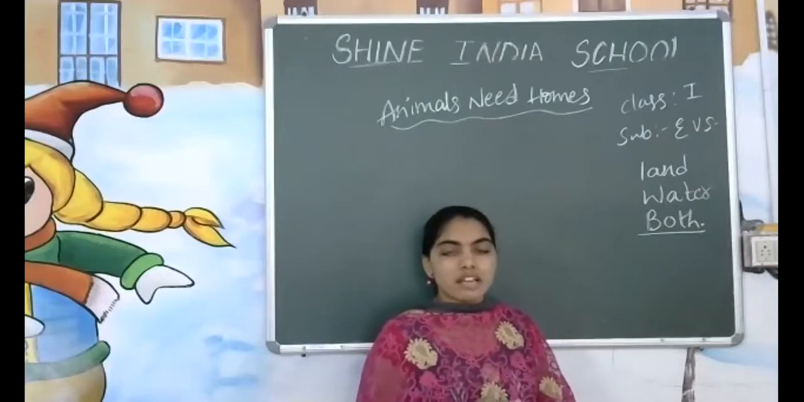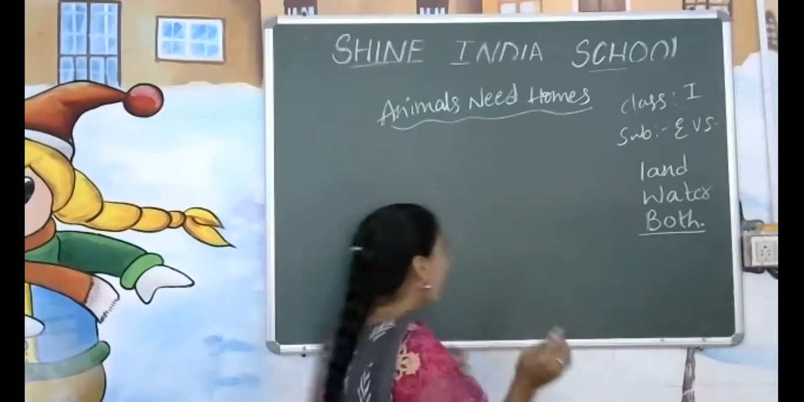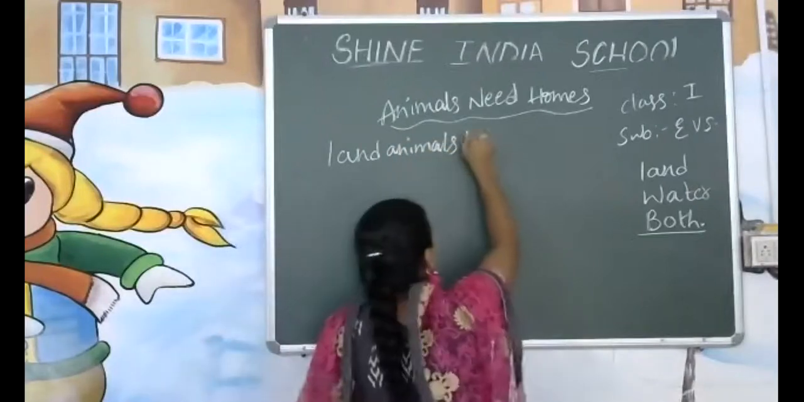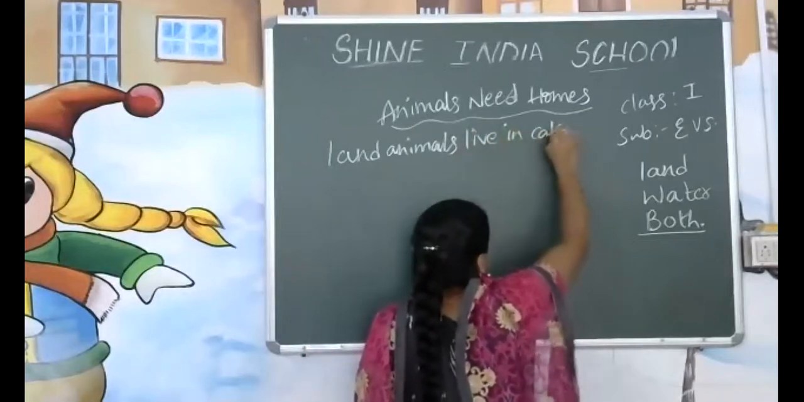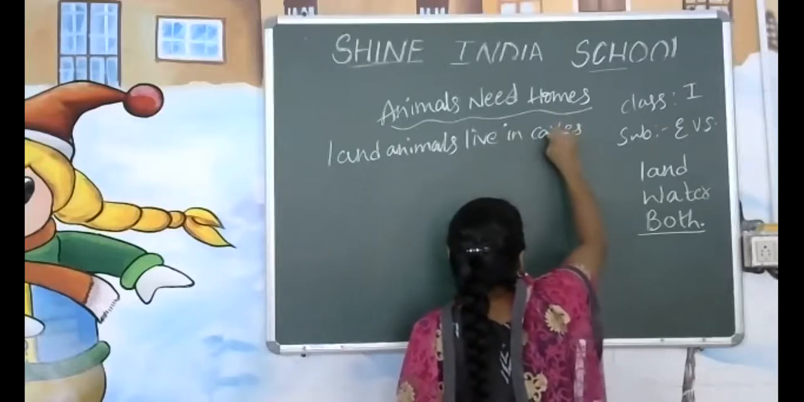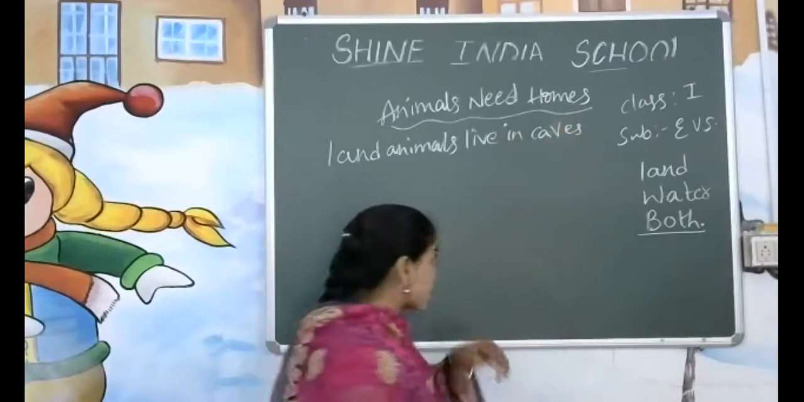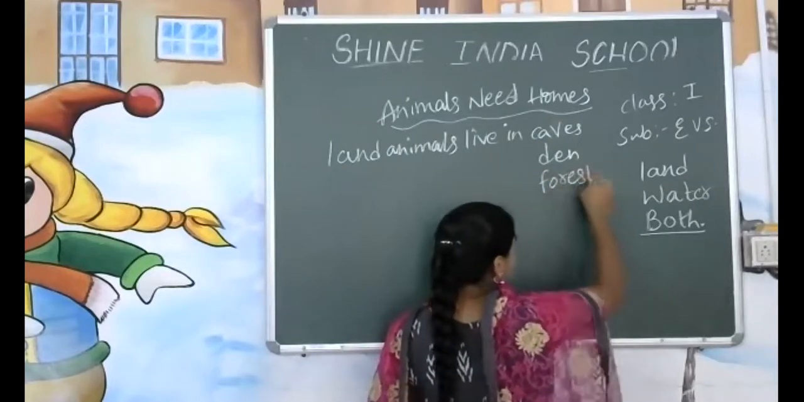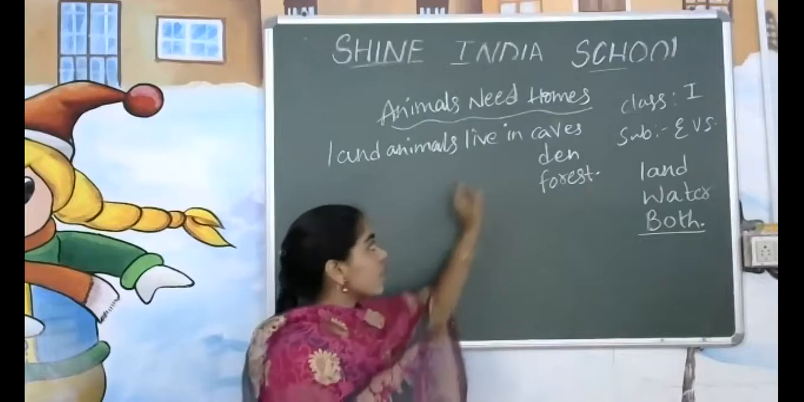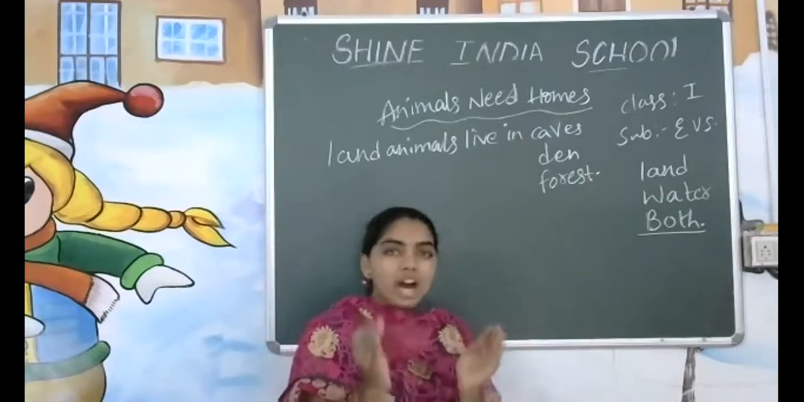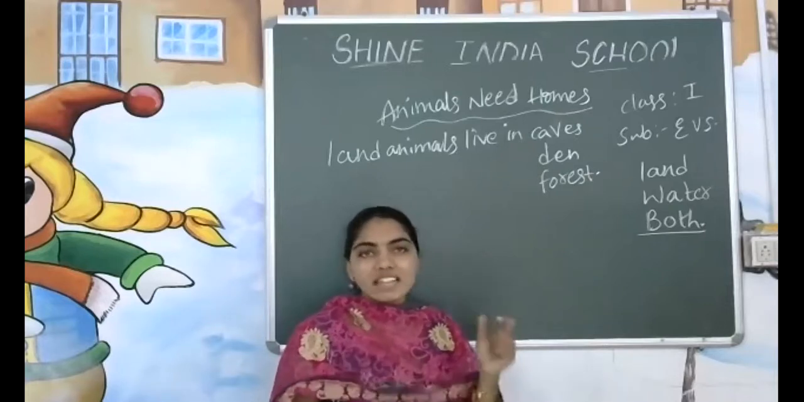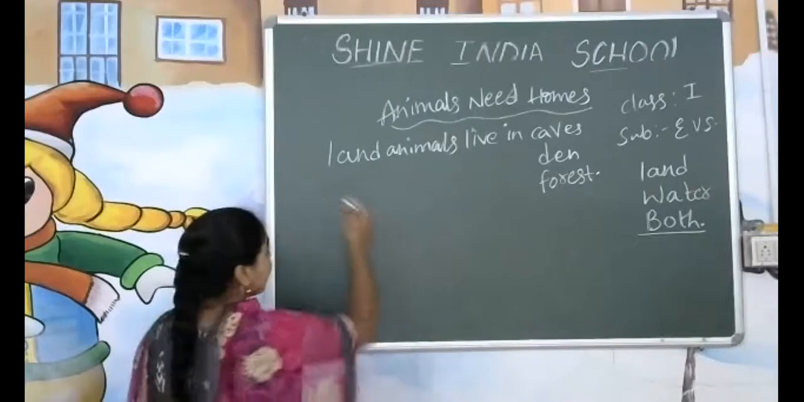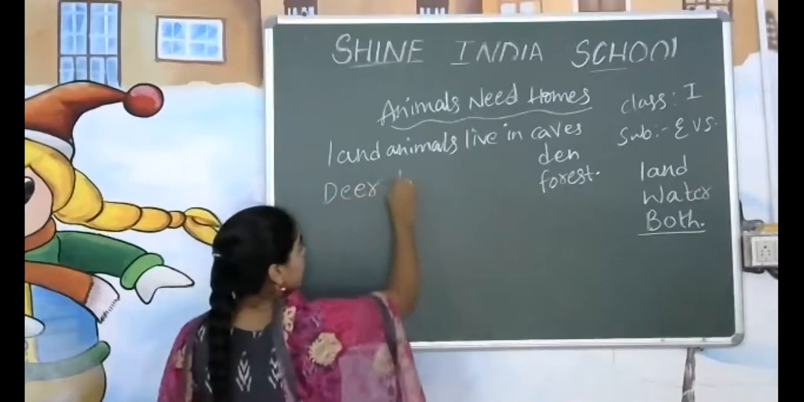So they will construct some houses, or you can see some places. Land animals live in caves, or in the forest. Caves are also called burrows. Then the lion mostly lives in a den or forest. Some animals live in the forest. Some animals, like the deer, live in tall grass.